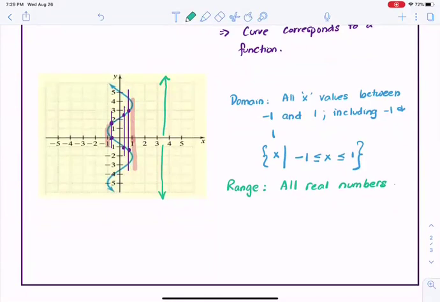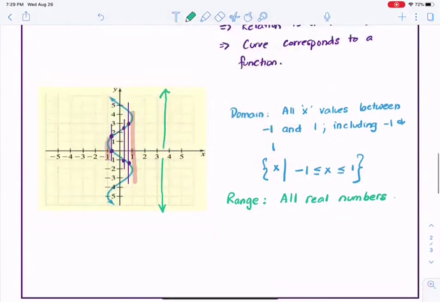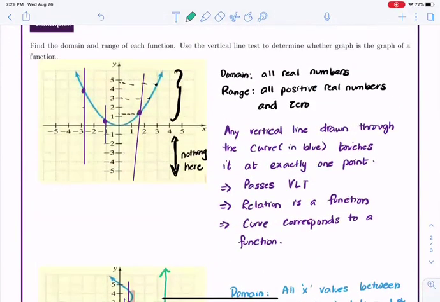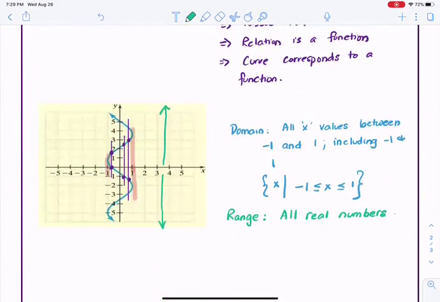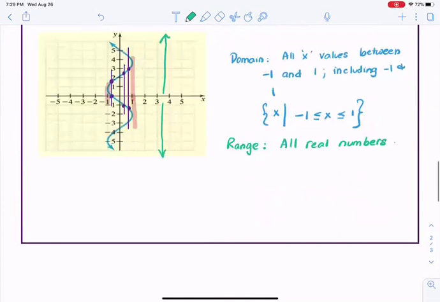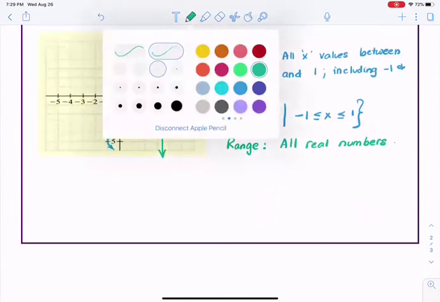Now, in the previous problem, I moved that vertical line back and forth to indicate that the vertical line test is satisfied at every single point of the domain. Here, if it fails at 1 point, that's it. The relation is not a function. Here we have 3 vertical lines that fail the vertical line test. So this is not a function.